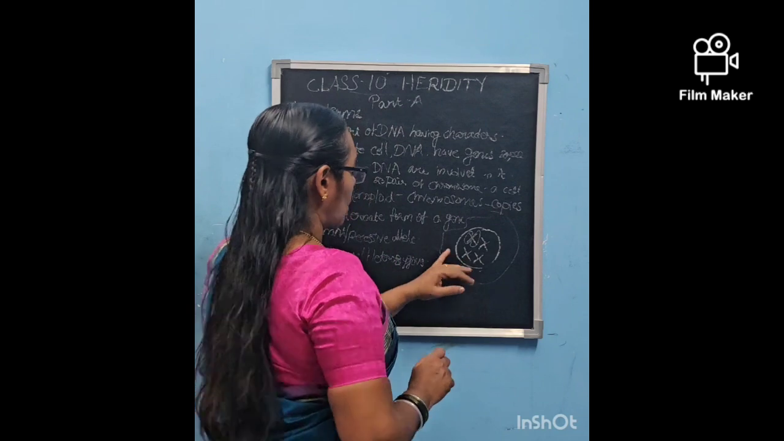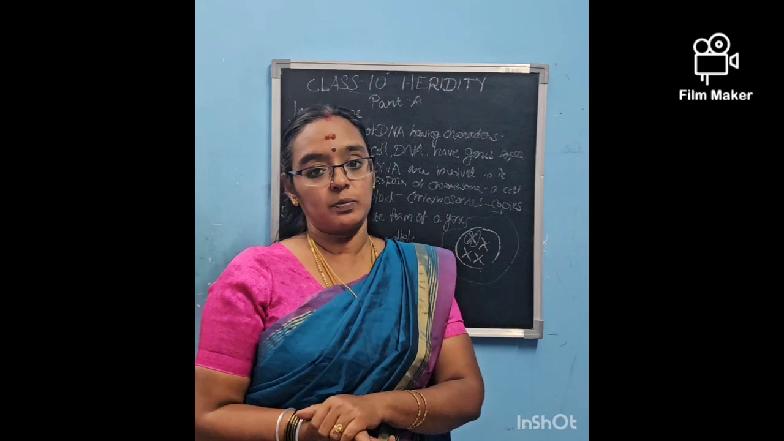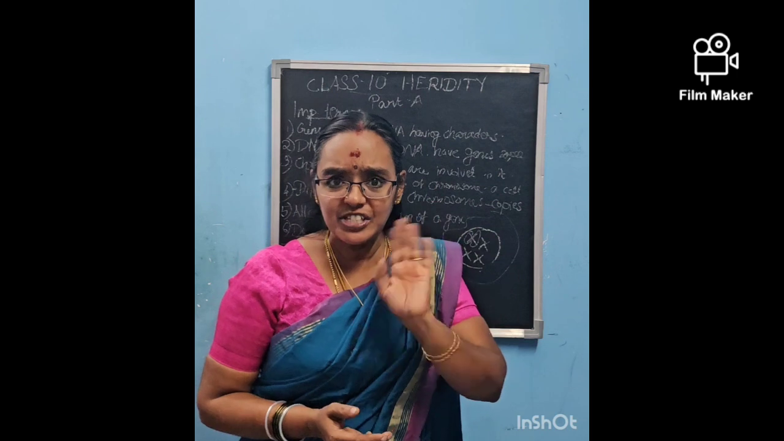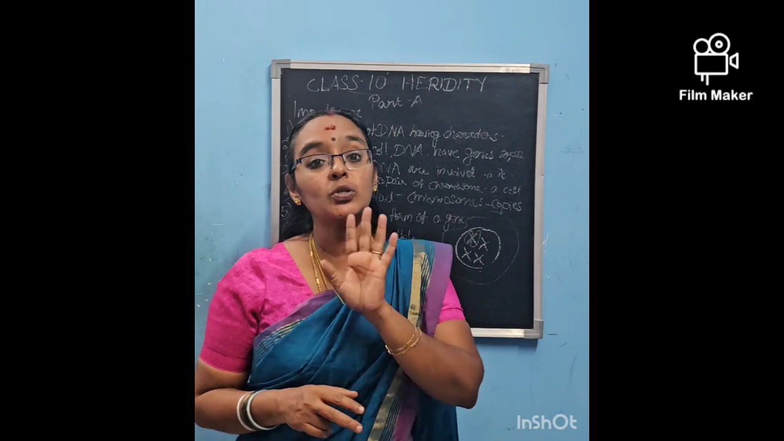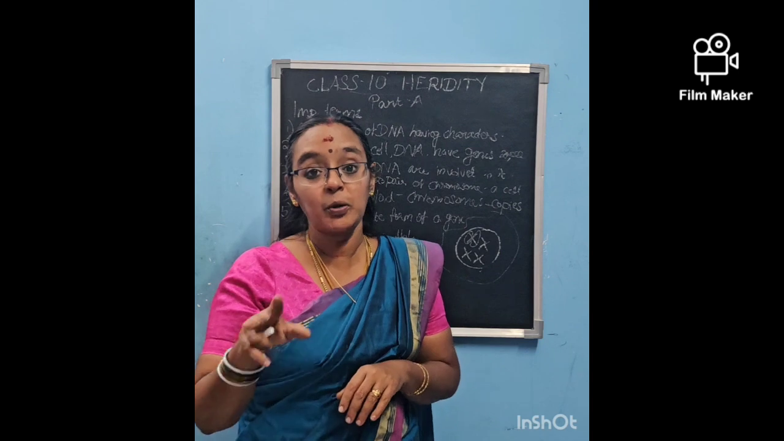Okay, this is the chromosome number. So how many chromosomes are present in each cell? 46 chromosomes, or 23 pairs of chromosomes, are present. And the division of the cell happens by mitosis division. You have learned this from 7th standard itself: mitosis cell division and meiosis cell division.